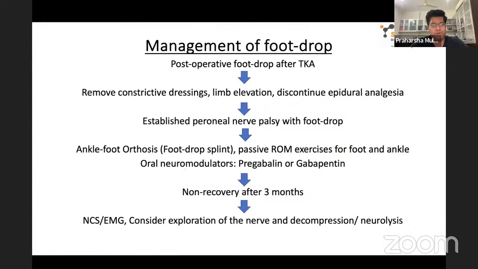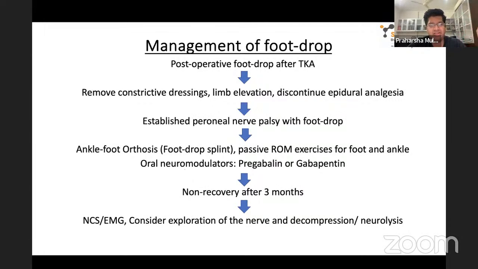So now you know epidural is out, everything is out. Do you have an established peroneal nerve palsy with foot drop? So you give them an AFO, passive ROM exercises, and a neurotropic drug like pregabalin or gabapentin. A lot of surgeons nowadays prefer to even use oral steroids. We don't generally use them. It is also indicated in sciatic nerve palsy after total hip. And usually they recover within 1 to 3 months. Again, it's an institutional protocol.